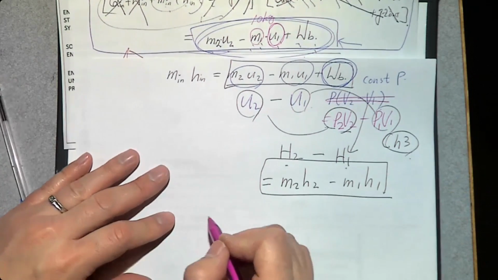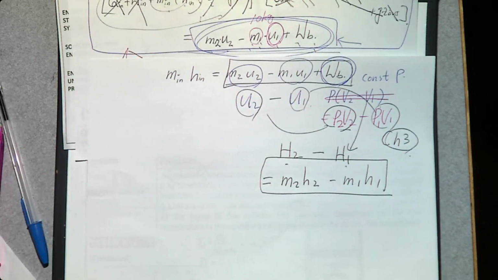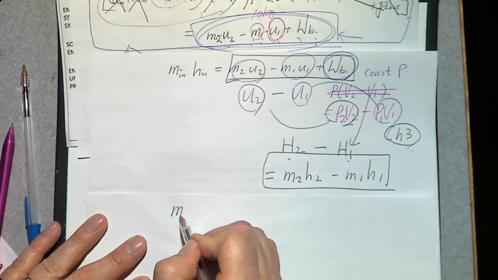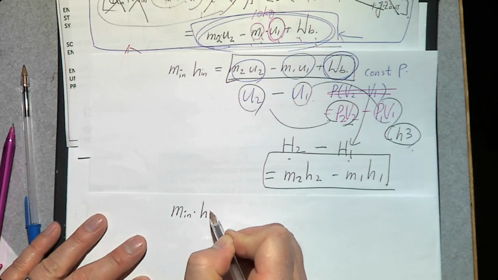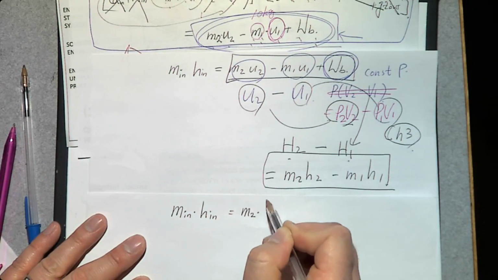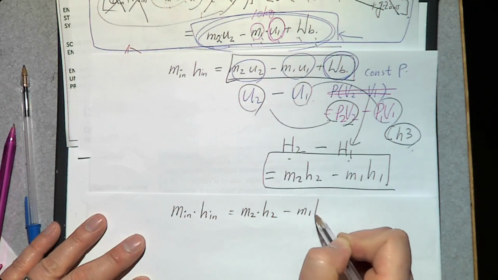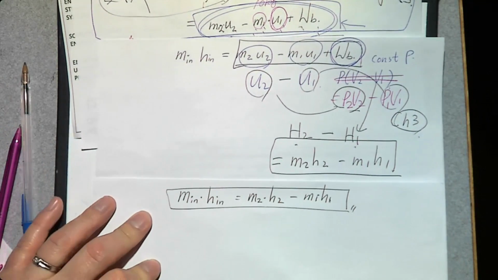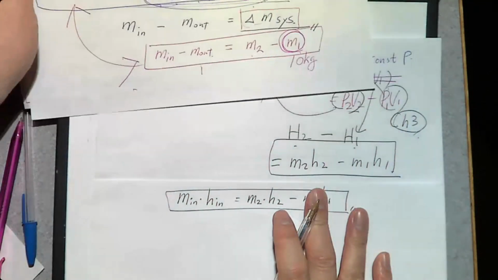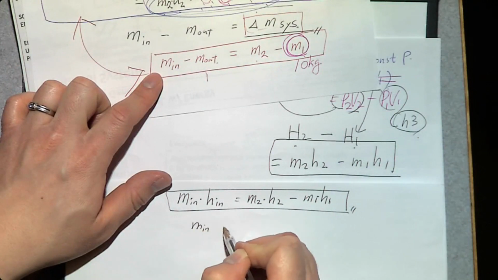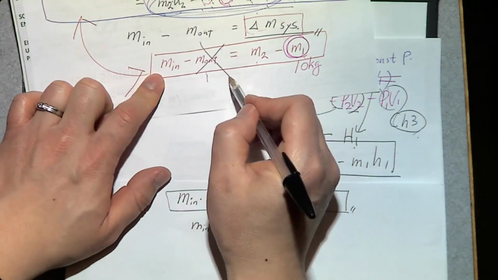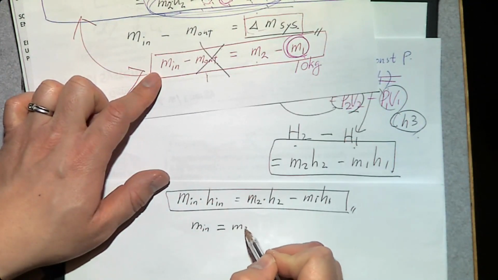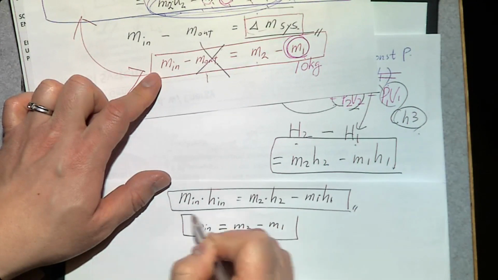Then the energy balance equation is going to be M in times H in is M2H2 minus M1H1. This is the energy balance equation. What about mass balance? We just wrote the mass balance here: M in minus M out, but there is no M out. There was only one inlet, no exit. So M in is going to be M2 minus M1. So these are the governing equations.